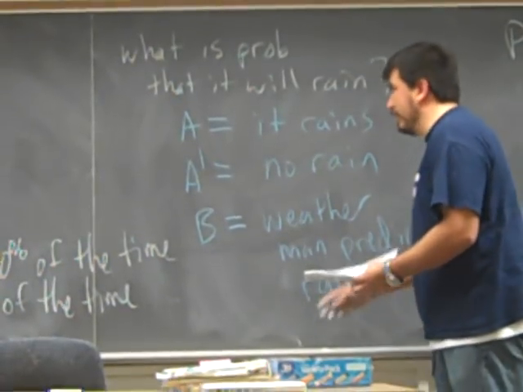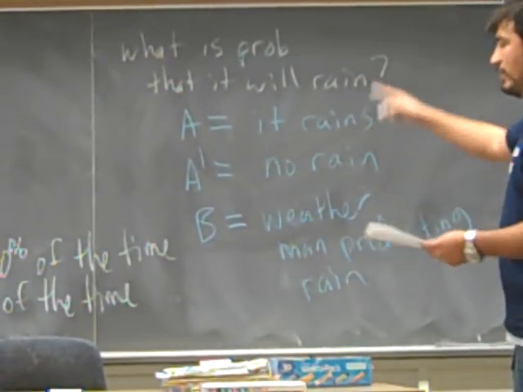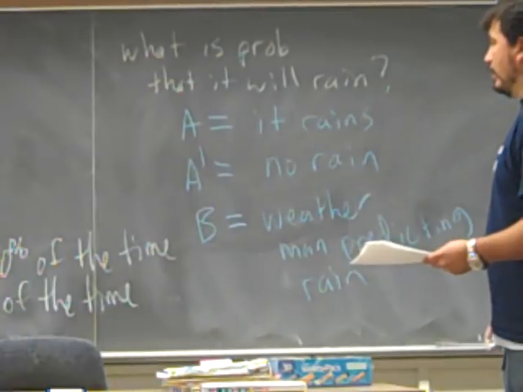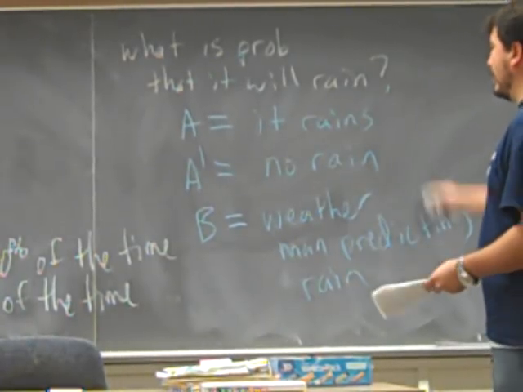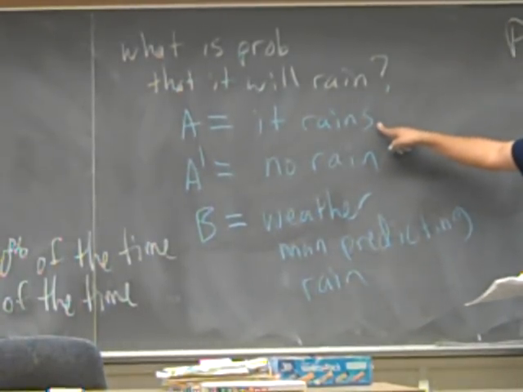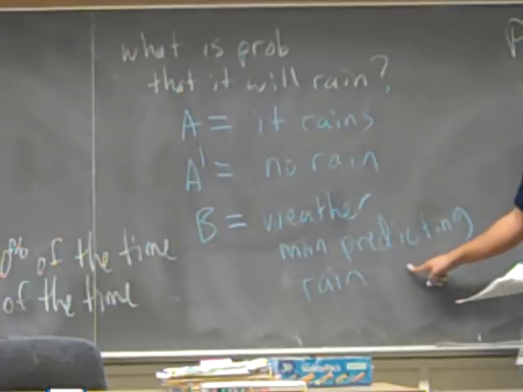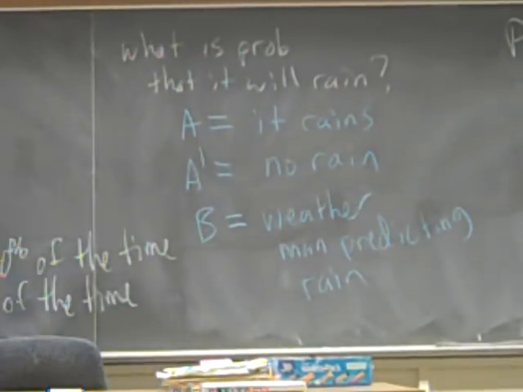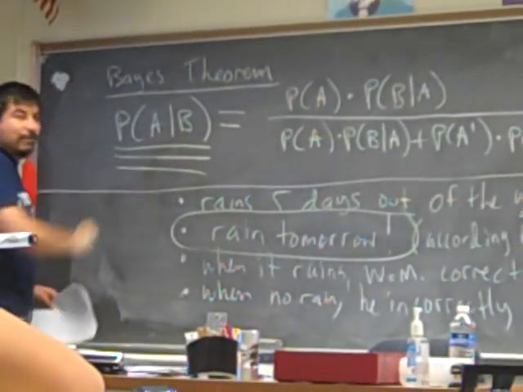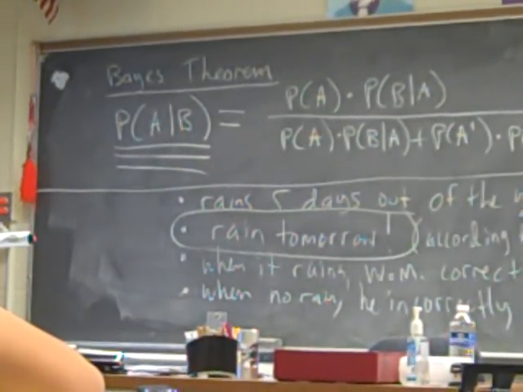So what are we looking for here? Using this notation, we're looking for the probability that it actually rains, 5 over 365, given that the weatherman predicted that it's going to rain. Does that make sense? 5 over 365 times 90%. Let's write it out. Actually, it's already written. I've set it up perfectly. This is what we're going to do.